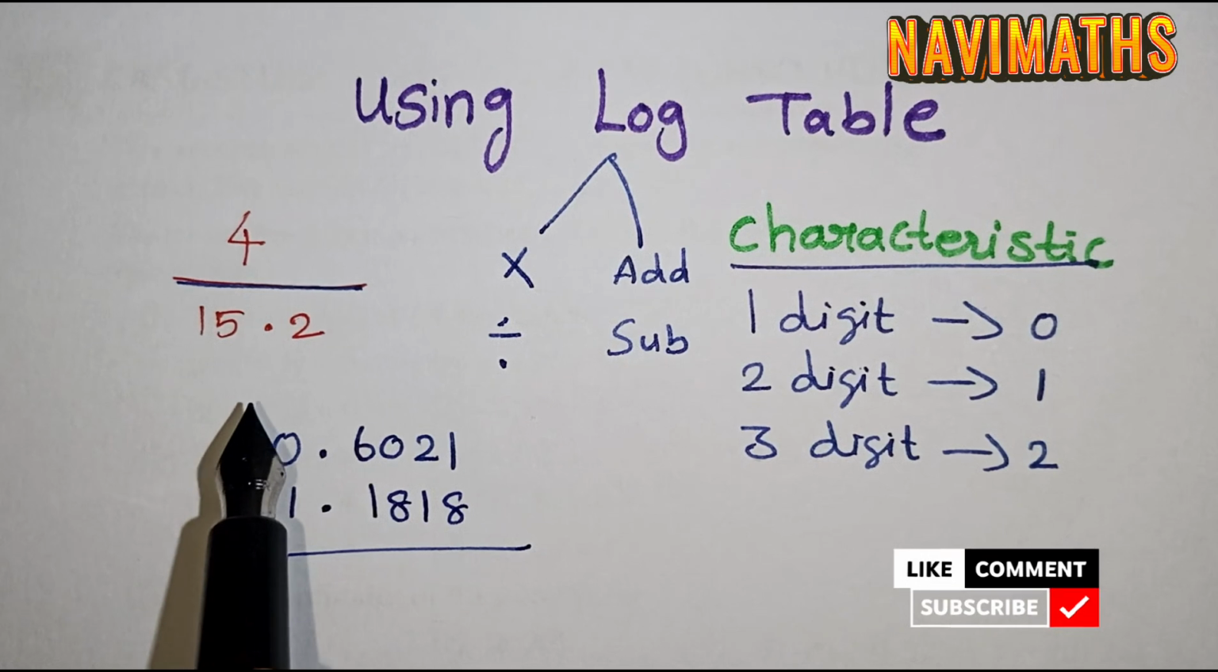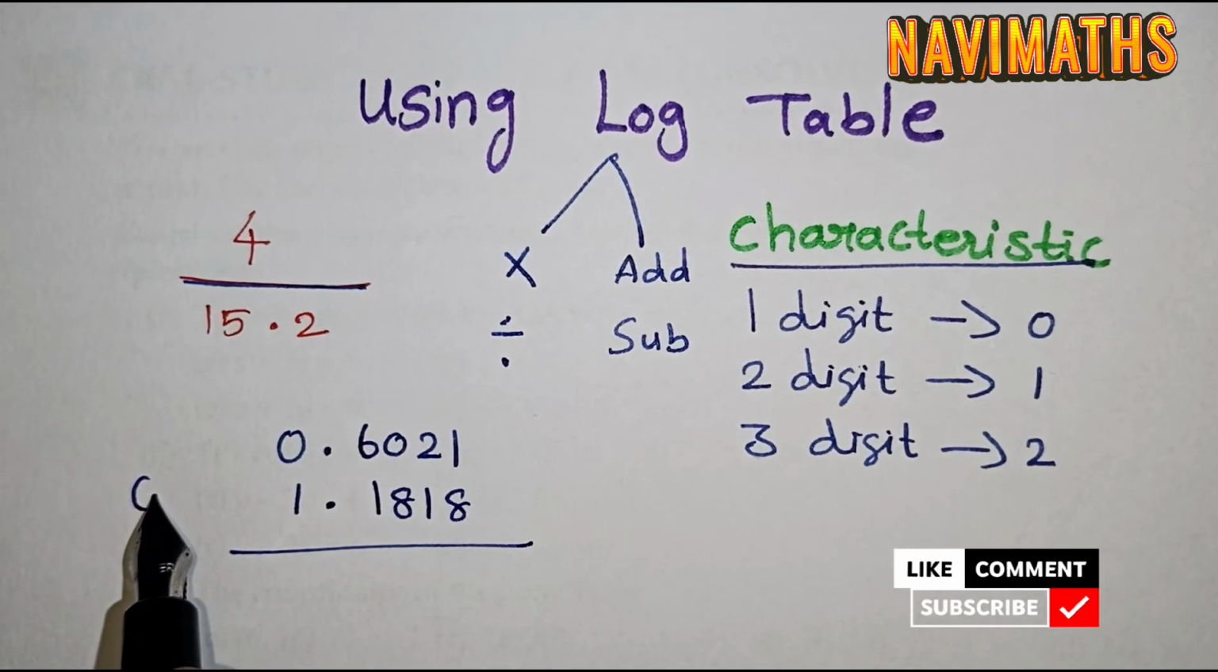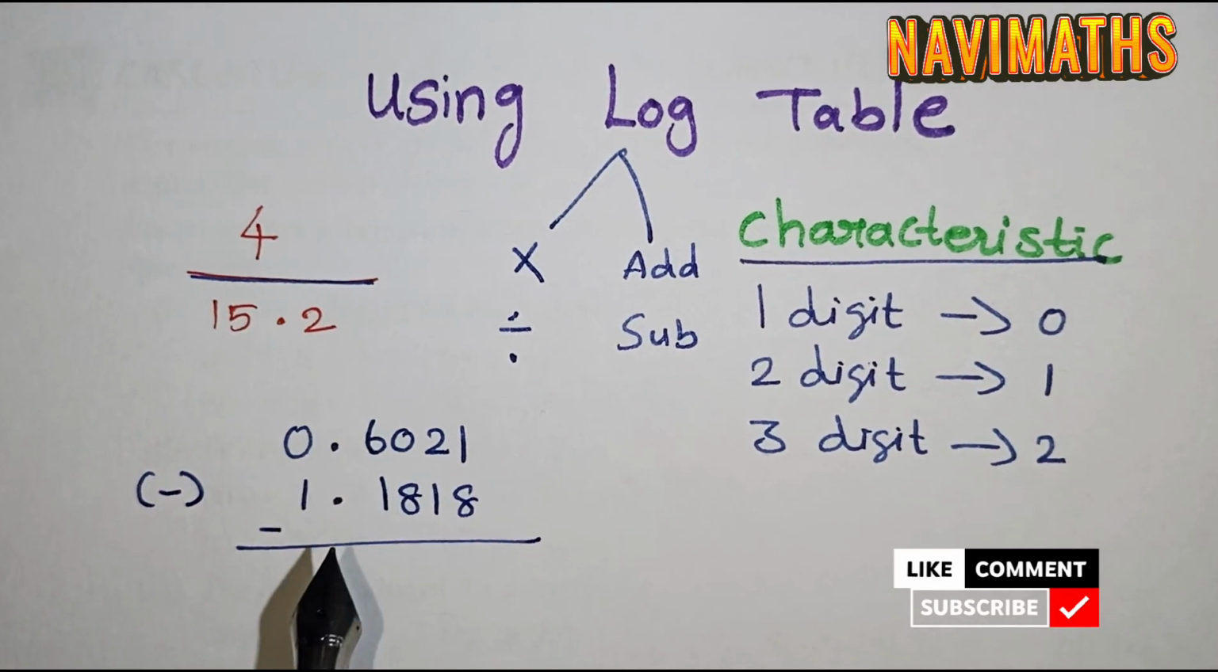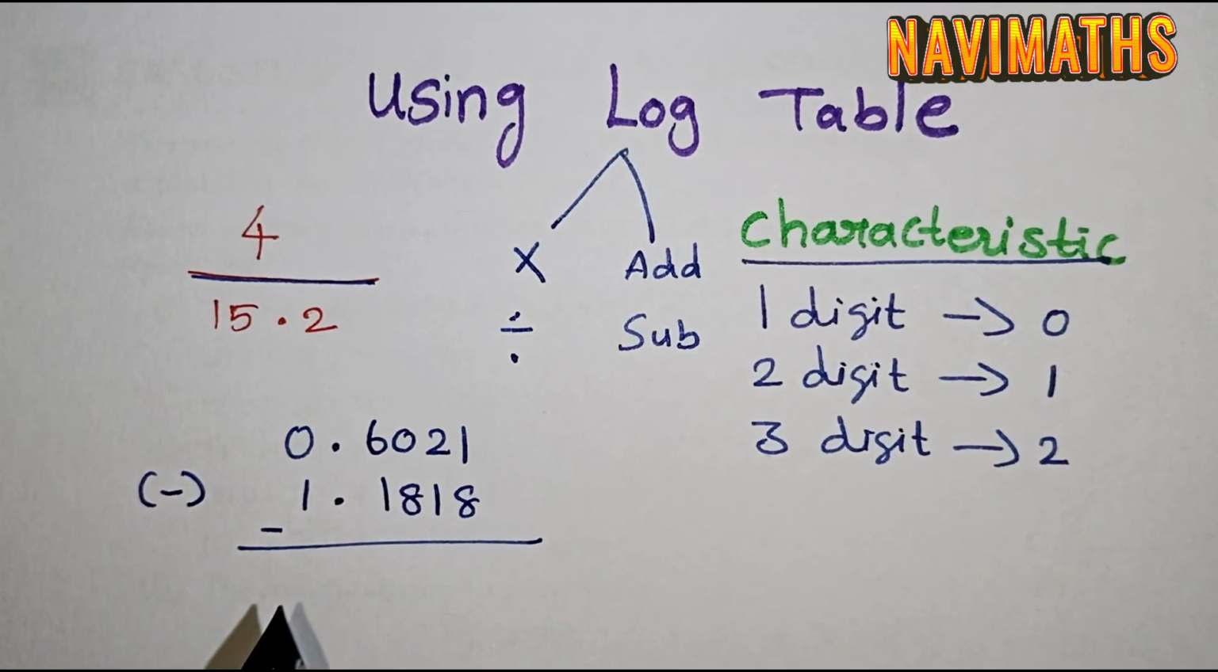Since the problem is a division, we should do the subtraction. We have to subtract the value. If it is given in multiplication, we have to do up to this, then finally we have to add them.